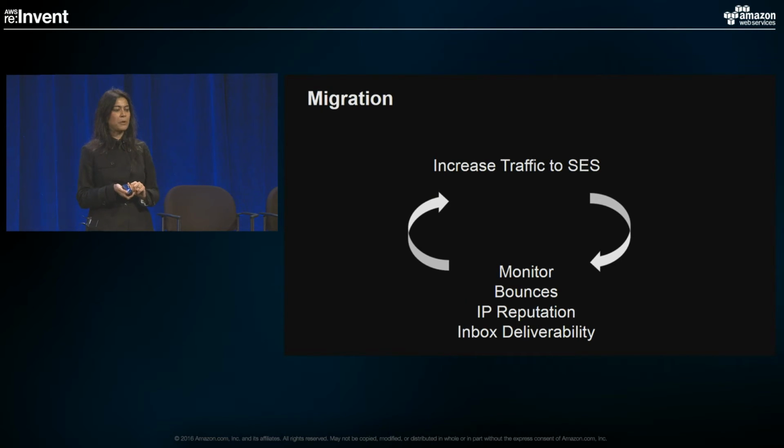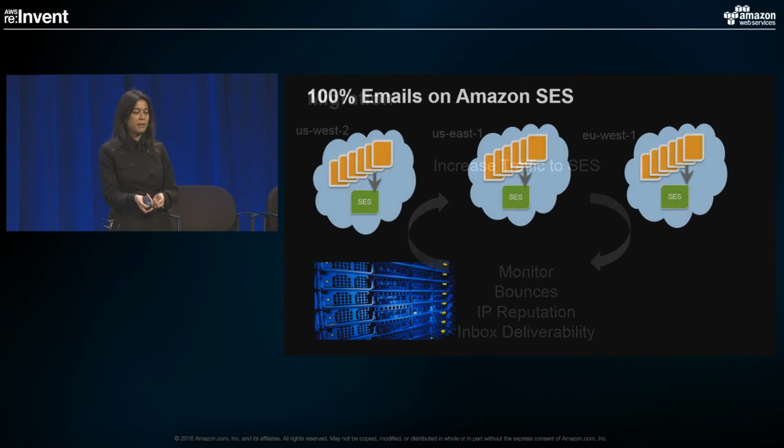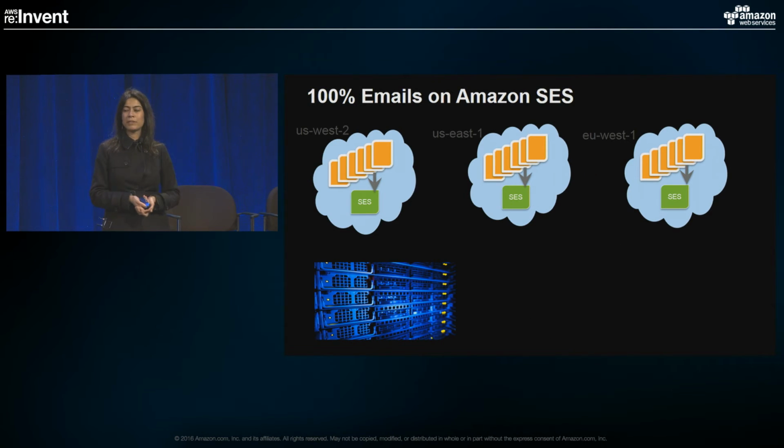Again, to recap, so we would increase the traffic to SES, we would monitor the bounces, the reputation, the inbox deliverability, and then increase some more. And we kept doing this until we ramped up to a great percentage of our traffic, and we felt really good that we were at par or actually better than our previous solution, which we had in the data center. And finally, we severed all the ties to our data center and moved all the traffic to SES. So that was the story.